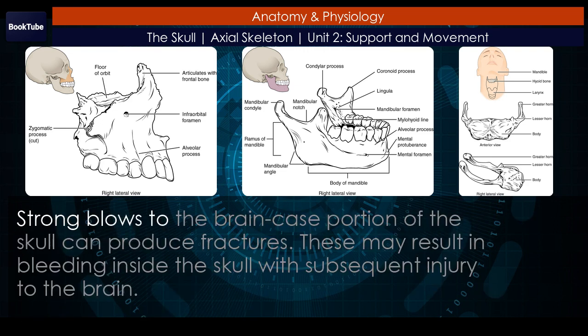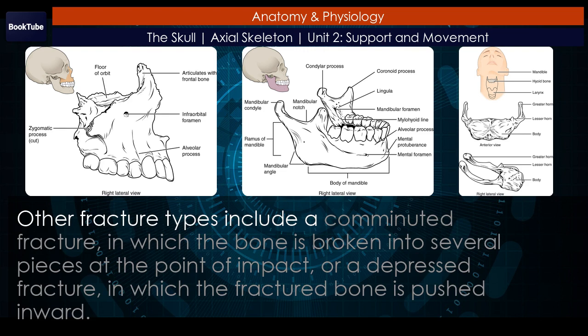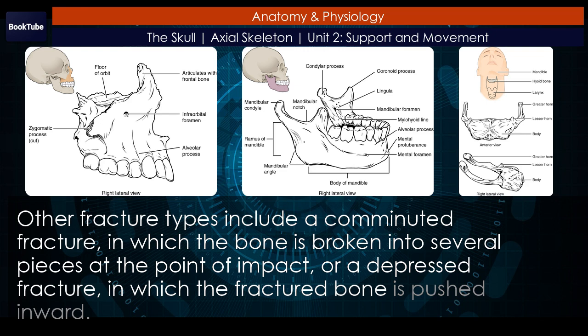Strong blows to the braincase portion of the skull can produce fractures. These may result in bleeding inside the skull with subsequent injury to the brain. The most common is a linear skull fracture, in which fracture lines radiate from the point of impact. Other fracture types include a comminuted fracture, in which the bone is broken into several pieces at the point of impact, or a depressed fracture, in which the fractured bone is pushed inward.